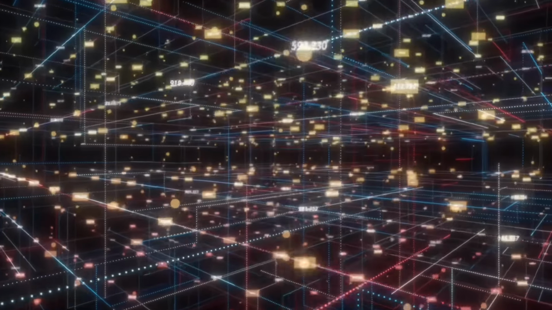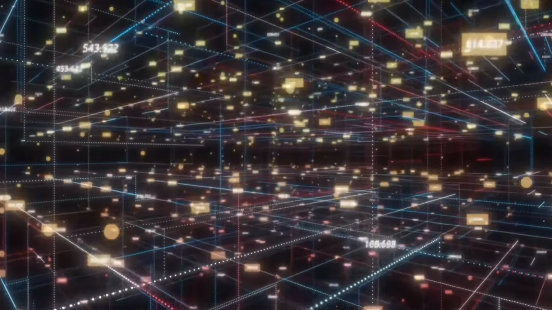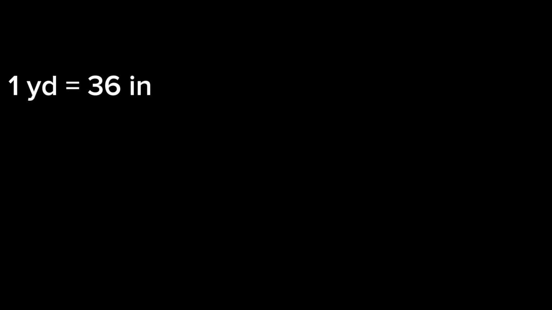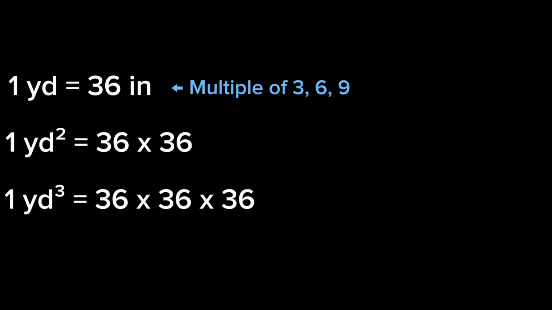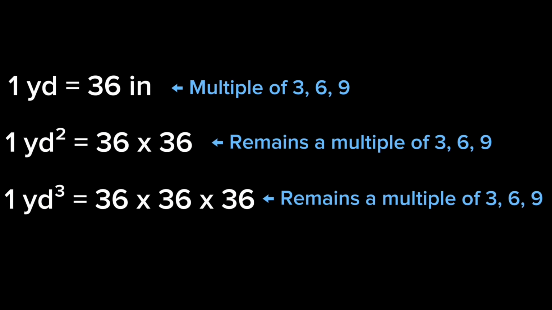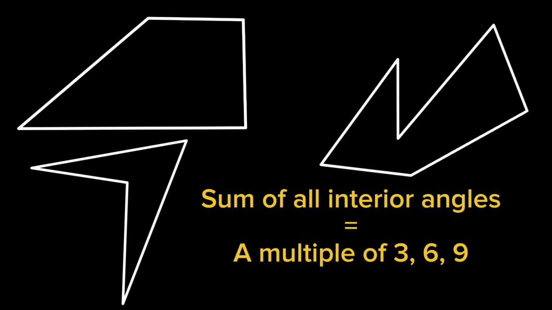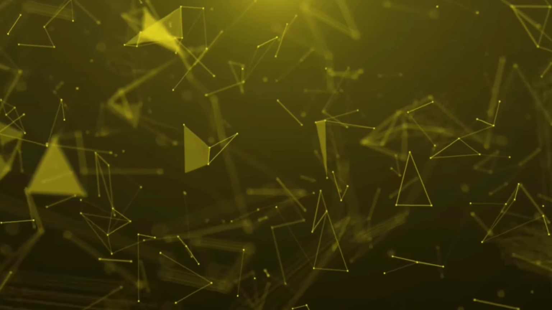This could also give some explanation to what we saw in the section of space measurement. Since 1 yard equals 36 inches, a number that is already a multiple of 3, 6, and 9, 1 square yard, or 36 times 36, as well as 1 cubic yard, or 36 times 36 times 36, will both remain a multiple of 3, 6, and 9. This could also explain why all the interior angles of any polygon are multiples of 3, 6, and 9 as well, as we saw in the section of polygon measurement.